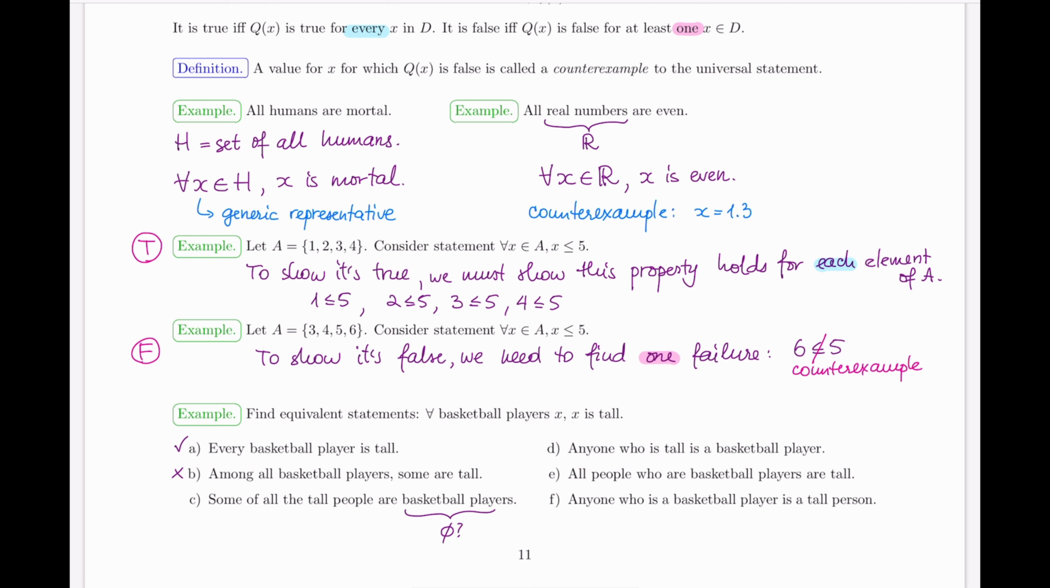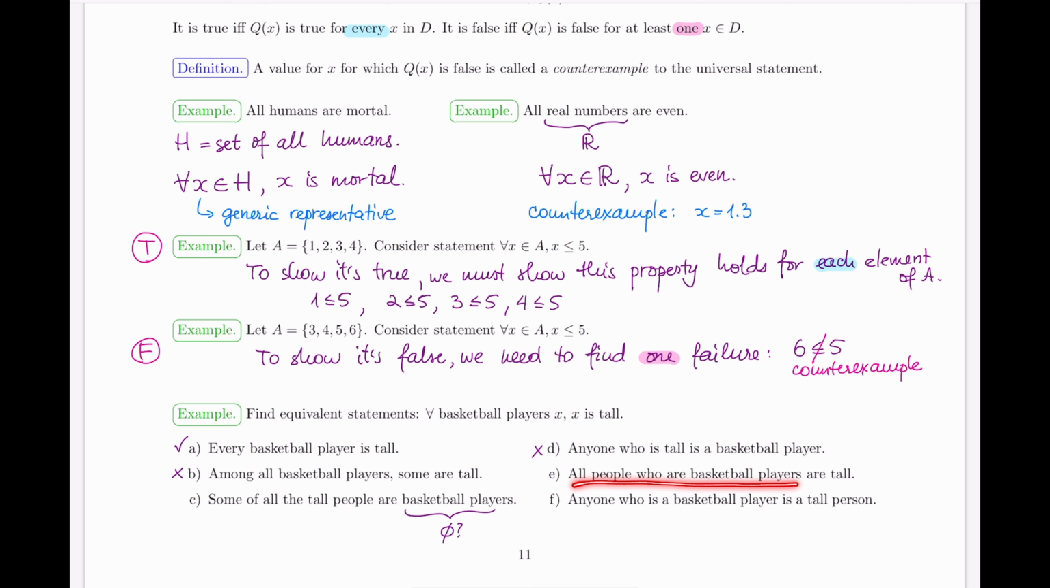Anyone who is tall is a basketball player. Well, it's certainly not equivalent. This is saying that for all basketball players, so my domain is basketball players. Here, my domain is tall people. They have different domains. These are not equivalent statements.